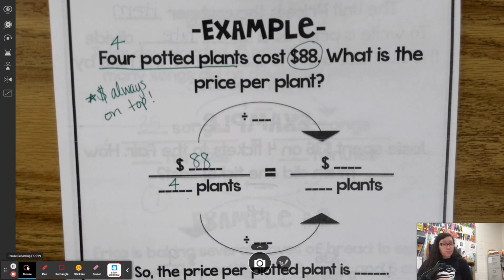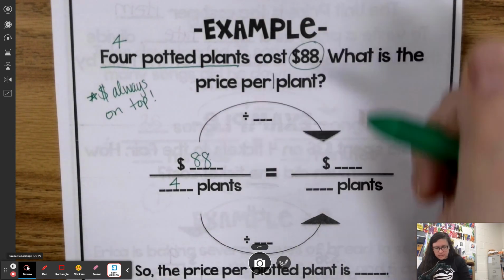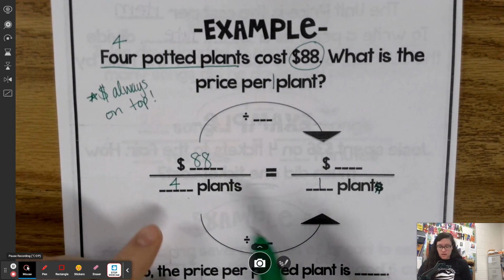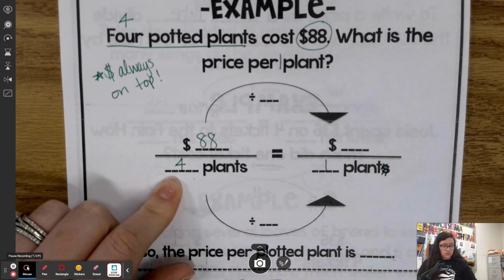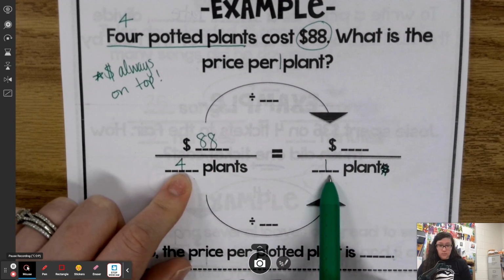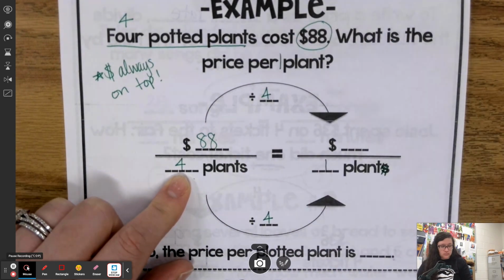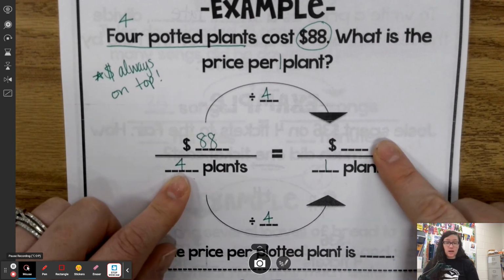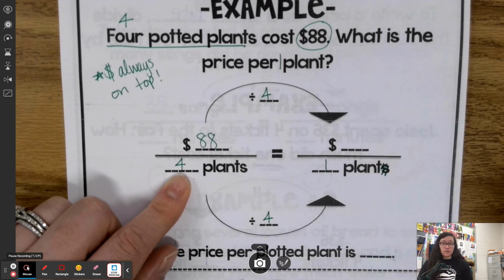And then we're trying to figure out the price per plant. For how many plants? One plant. We're trying to find the unit rate. So I could do 88 divided by 4 vertically to get my answer. Or to go from 4 to 1, I would divide by 4. Either way you do it, you're going to get the exact same answer. Let's go ahead, teachers, and pause the video and have students use their calculators to solve this problem. Have them figure out how much it's going to cost for one plant.